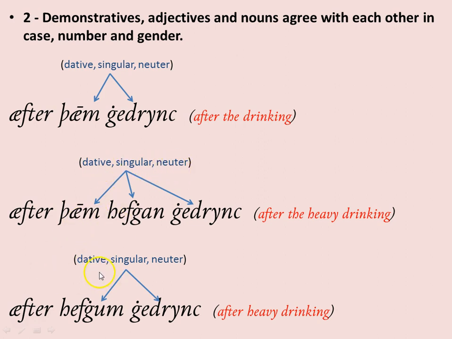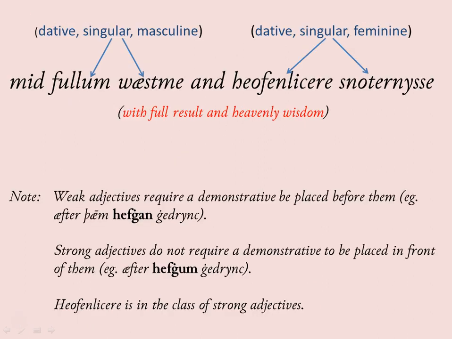And down the bottom here, one more example. After hefigum gedrunce. Now again, after heavy drinking, and notice the difference here, there's no demonstrative in front of this. And so this is a strong adjective and a weak adjective. And we'll talk about that over the next page. Notice the difference. Hefigum here, hefigan. Okay, gedrunc is drinking.